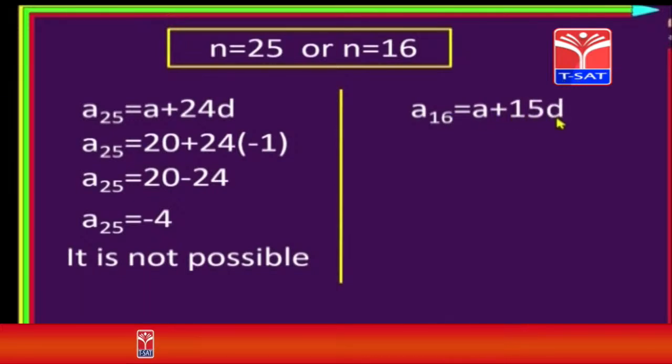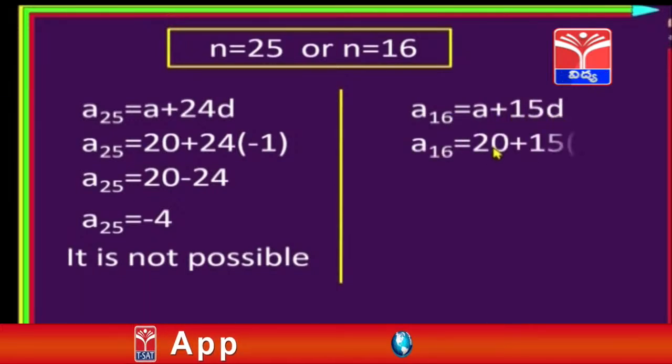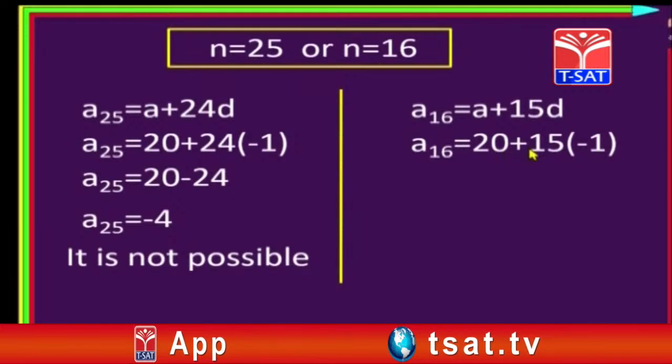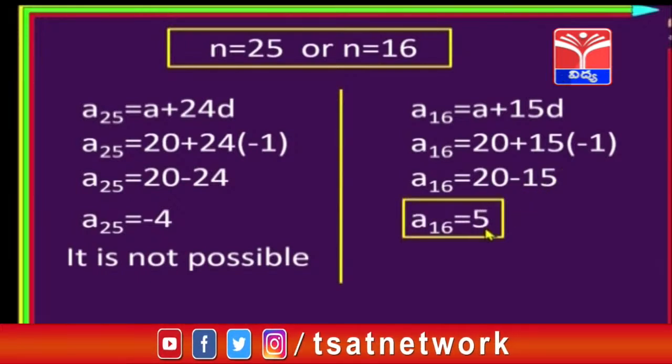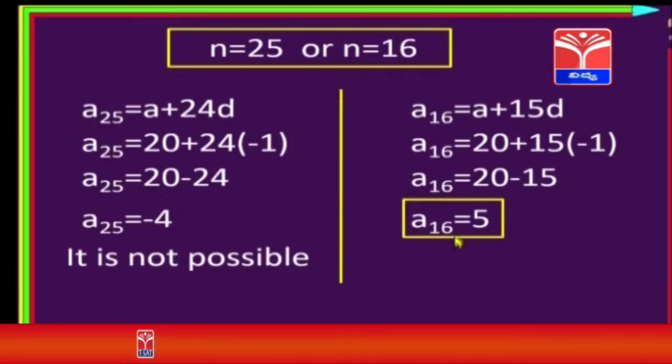a16 is equal to a plus 15d. So a16 is equal to 20 plus 15 into minus 1, so a16 is equal to 20 minus 15, which is equal to 5. So this is valid. Okay, so what does it mean?